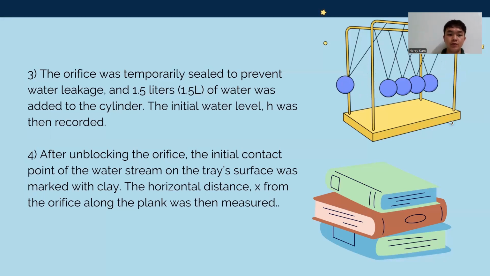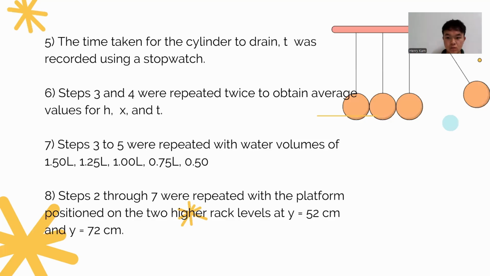Thirdly, the orifice was temporarily sealed to prevent water leakage, and 1.5 liter of water was added to the cylinder. The initial water level H was then recorded. After unblocking the orifice, the initial contact point of the water stream on the tray surface was marked with clay. The horizontal distance X from the orifice along the plank was then measured. The time taken for the cylinder to drain, T, was recorded using a stopwatch.